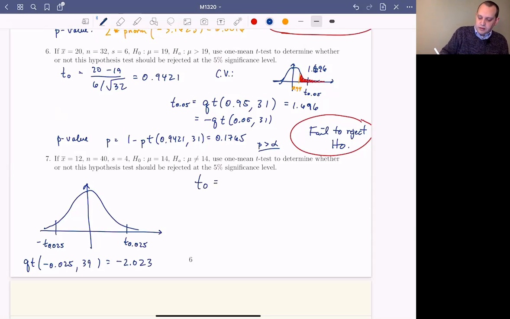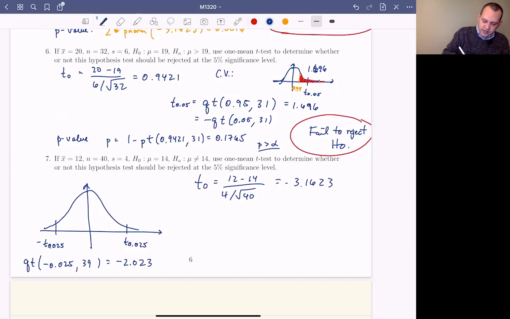And we would also have to compute our test statistic T naught. T naught would be x bar minus mu, so in this case, 12 minus 14 over 4 divided by square root of n, 4 divided by square root of 40. And when we do this, we're going to end up with negative 3.1623. That will turn out to be our studentized value. So that's what it is, negative 3.1623.